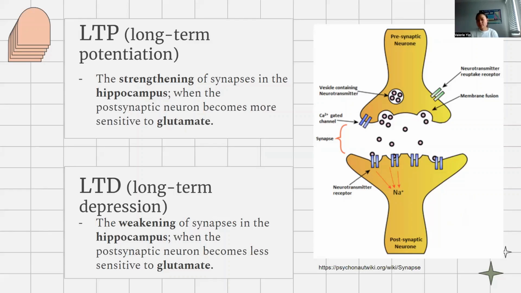I also want to talk about LTD, which is long-term depression, and it's basically the opposite of LTP. LTD is the weakening of synapses, the weakening of the postsynaptic neuron's sensitivity to the neurotransmitter glutamate. So it becomes weaker to glutamate.